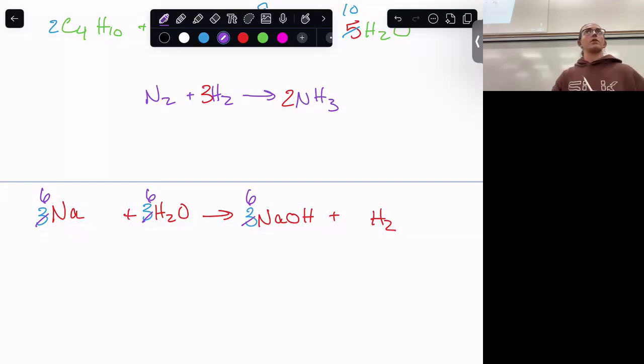How many total hydrogens do we have on our left-hand side now? 12. How many do we have on our right-hand side? We have 8. 6 from our sodium hydroxide, 2 from our hydrogen gas. So we can put a 3 in front of our H2. Okay, do we see that thought process behind all of that? Whenever you get an odd number, instead of trying to make a fraction, I just multiply everything by 2, because worst case scenario, you just reduce it down.